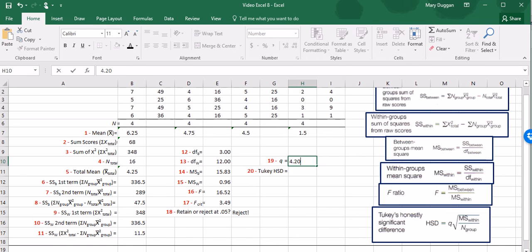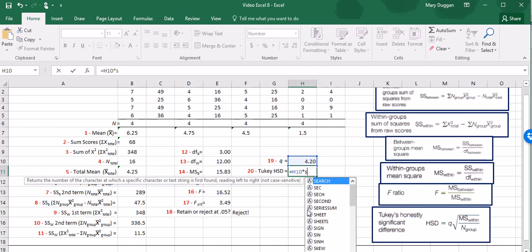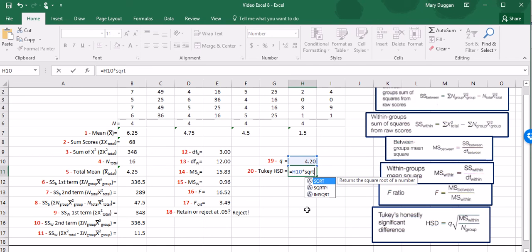So let's take a look and see what that works out to be. I'll start off with an equal sign. I'm going to select Q. And then the next thing I'm going to do is find the square root, so it's going to be times the square root. I'm going to do times SQRT, and then I'm going to put everything that's going to be in the square root term in parentheses.